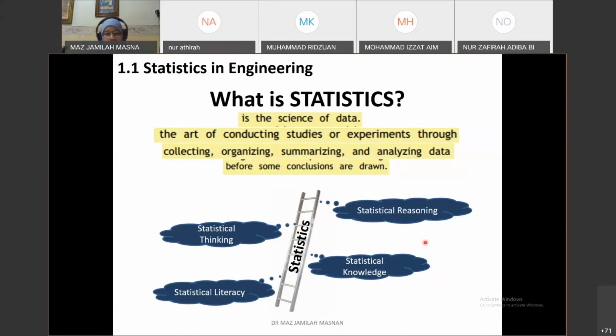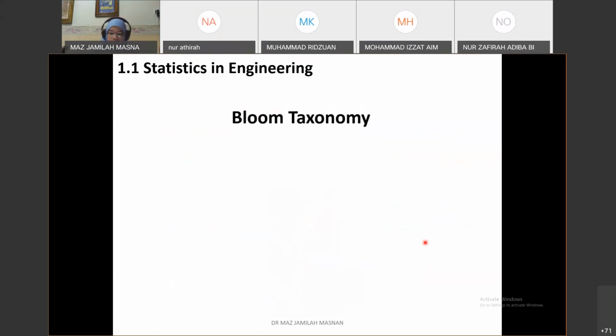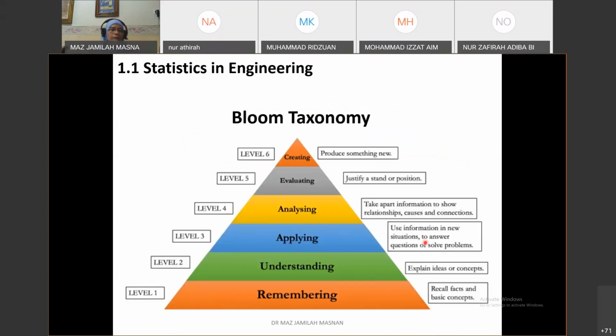Please stop me whenever you wish to ask me any questions. Otherwise, I'll just go through the slides straight away. Now, in order for you to understand, we start with statistical literacy, then knowledge, then thinking, and last but not least, the reasoning.